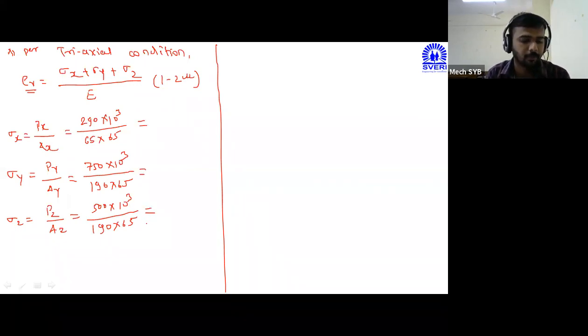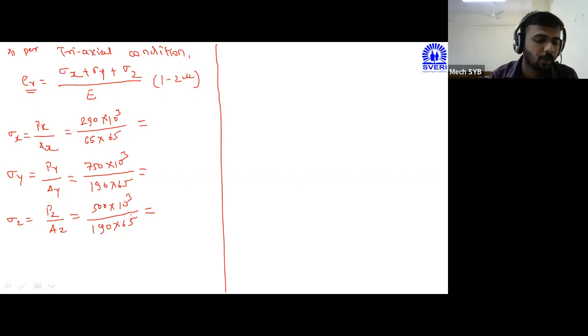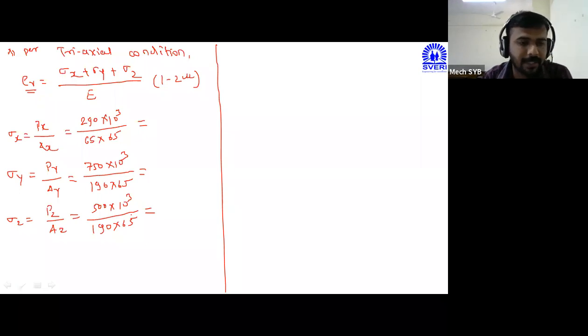So one by one, you please do the calculations and send me the answers in the chat box immediately. Everyone has to do this calculation because now you are having the practice of this calculation. Sigma x, sigma y, and sigma z. All forces are tensile, therefore we need not consider any negative sign. All the stresses are positive. So one by one, send me the answers. You can write like this: sigma x, sigma y, and sigma z.